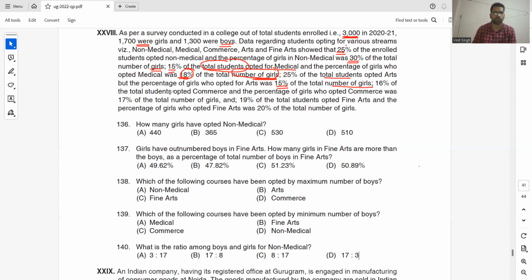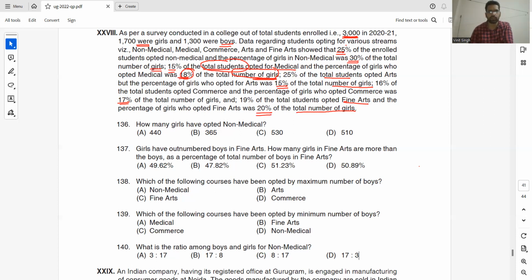16% of the total students opt for commerce and the percentage of girls who opt for commerce was 17% of the total number of girls, and 19% of the total students opt for fine arts and the percentage of girls who opt for fine arts was 20% of the total number of girls. The question is very simple. First of all, we have to read the whole question, and after that we will try to solve it. The question is not tough.